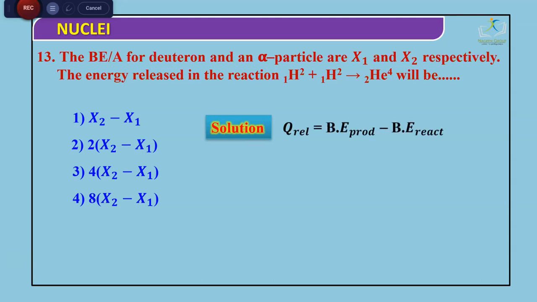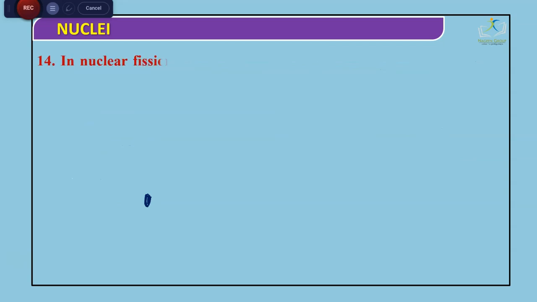The solution: energy released is equal to binding energy of products minus binding energy of reactants. That gives 4 times x2 minus 2 times x1 plus 2 times x1. It gives 4 times (x2 minus x1), which is the value of option 3. So according to this, the correct option is 3.